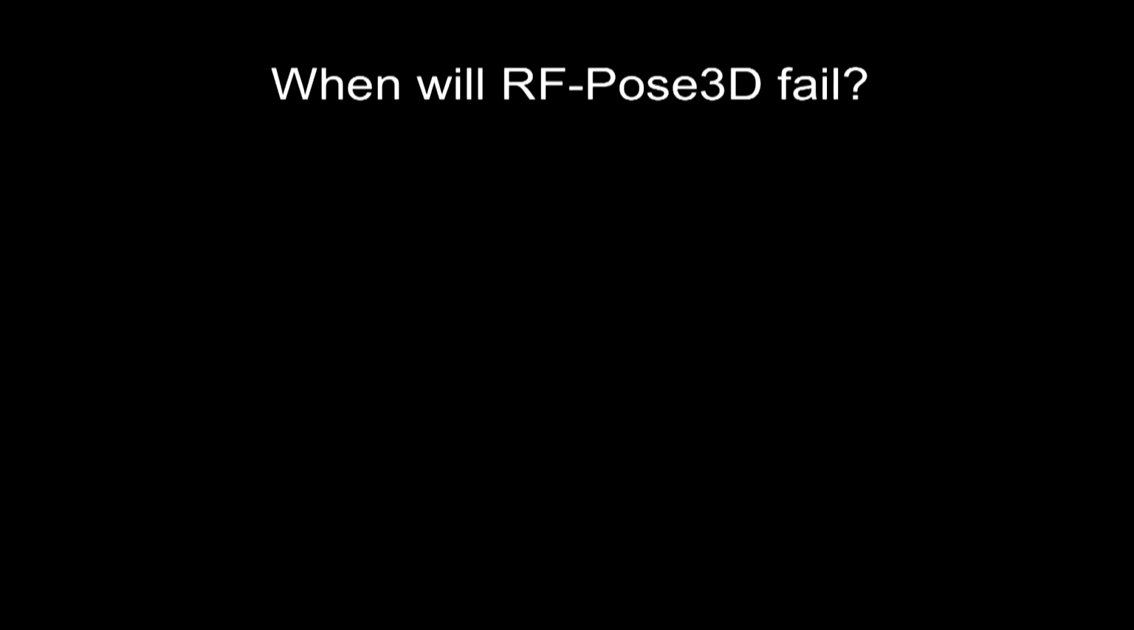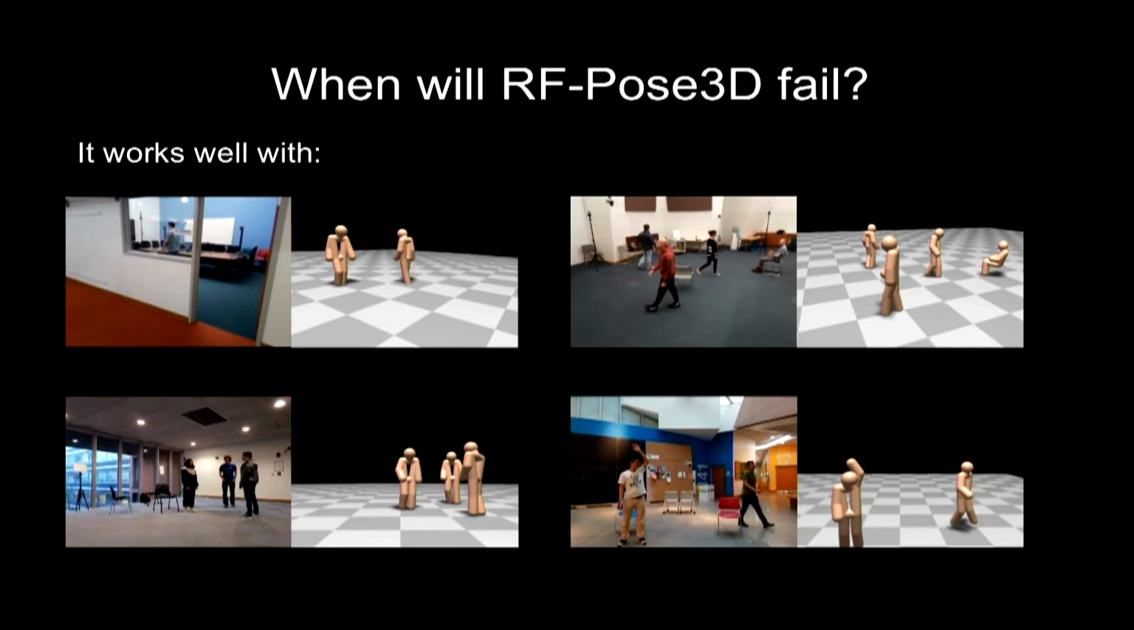The next question we want to ask is, when will this model fail? Let's first summarize the cases when our model works well. It works well through walls and occlusions, because our signals can traverse through walls. It also works well when dealing with daily activities like walking, sitting, having a discussion, or waving hands.